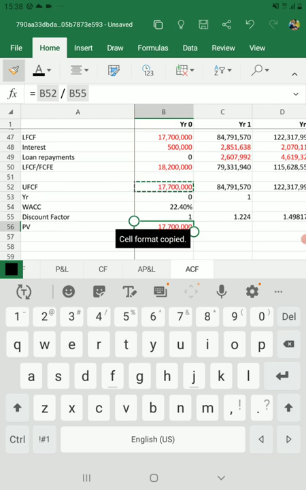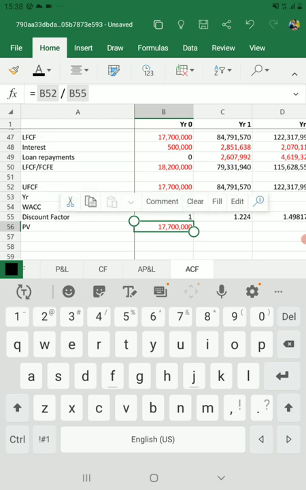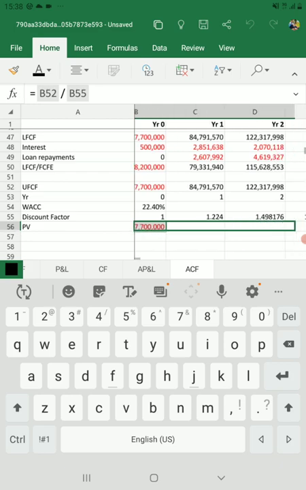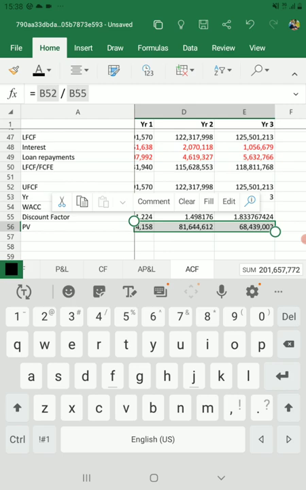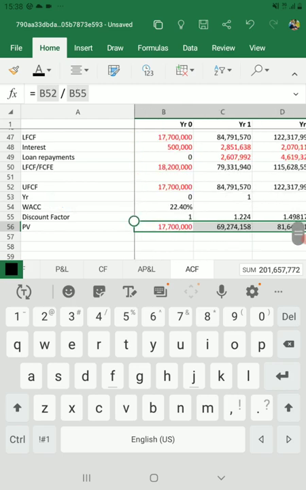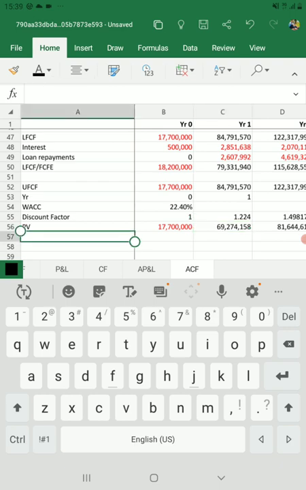Okay, then click the painter again to remove that. So the present value for year zero is the same figure, and let me tap to fill this formula because it is true throughout our projected period. Okay, so these are our present values of the cash flow.